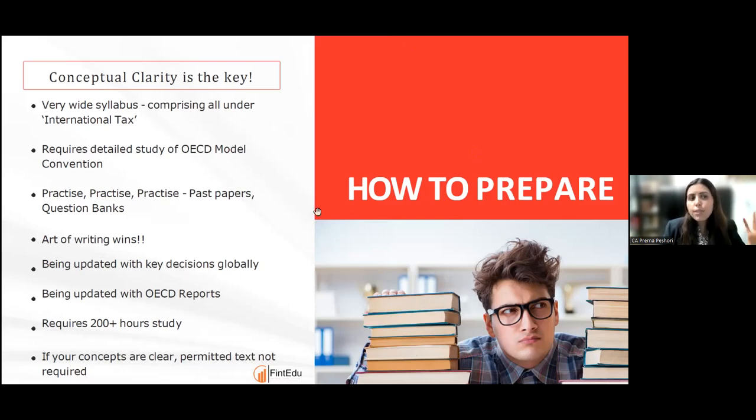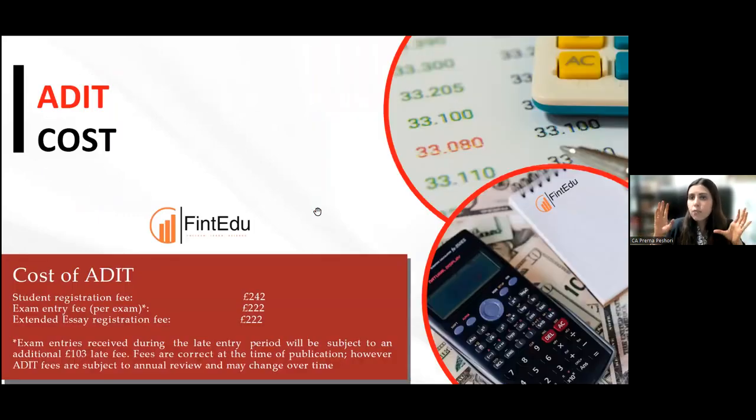Now, coming to the cost of ADIT. As I said, first you have to register as a student. There's a student registration fee of £242, which you have to pay to CIOT before the 2nd of September. This is a one-time fee, which is valid for a period of 5 years. If 5 years expire, you will have to renew your student registration.